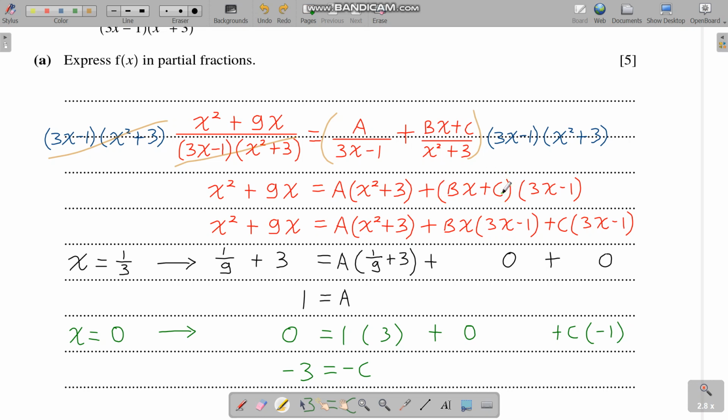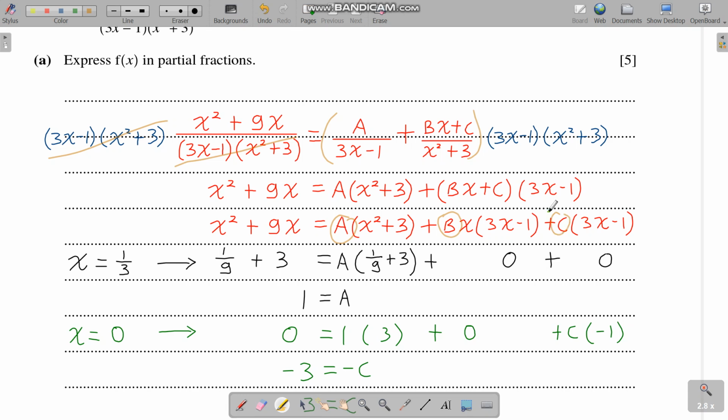Now we need to separate, because we have b and c, common coefficients in the same term. Let's just split it. So we expand bx times 3x minus 1 and c times 3x minus 1. So now we have 3 terms with the 3 coefficients.